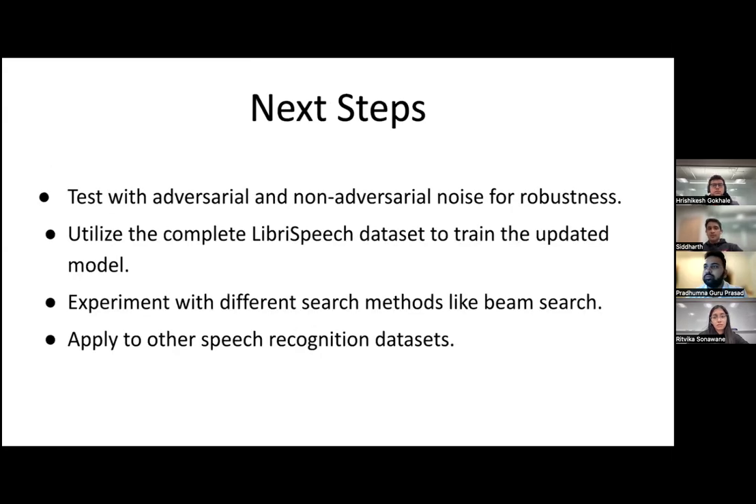As next steps, as we want to move on with the project, some of the things we thought of are to test with adversarial and non-adversarial noise for more robustness of our model. We also want to utilize the complete LibriSpeech data set to train the updated model, rather than the 20% we were using. Experiment with different search methods like beam search. Right now, we're only using the greedy search decoder. And apply the model to other speech recognition tasks in the future.